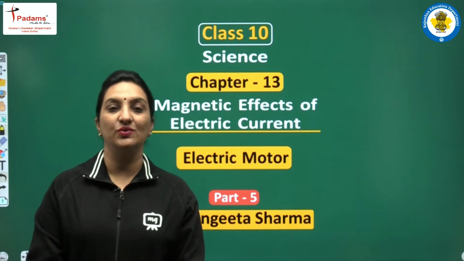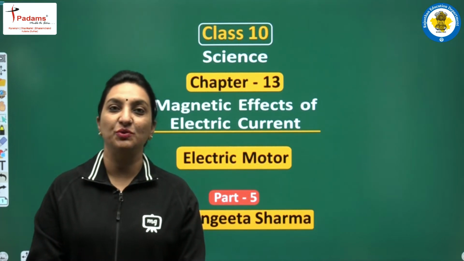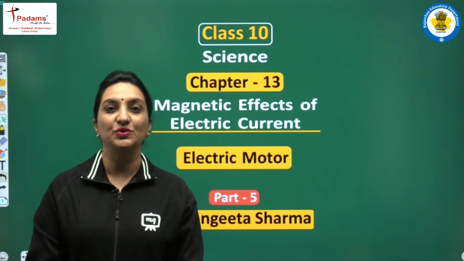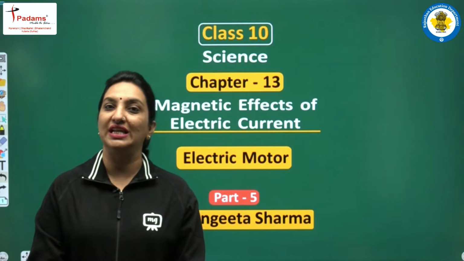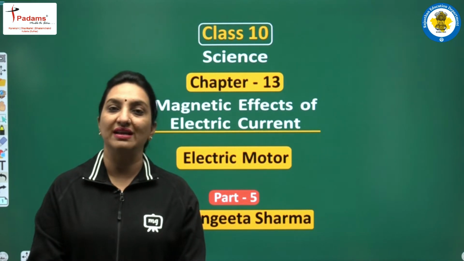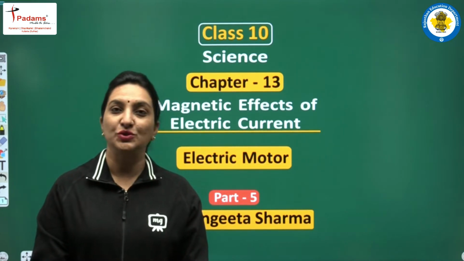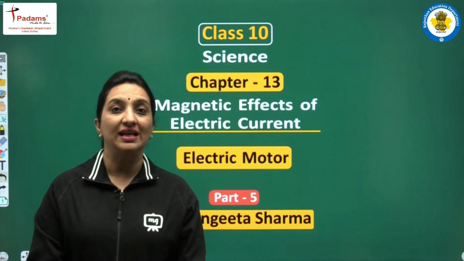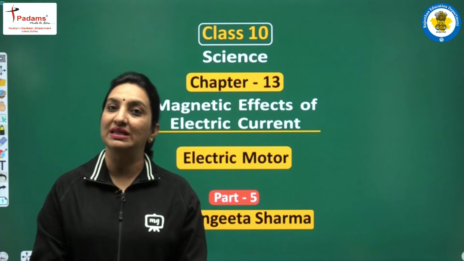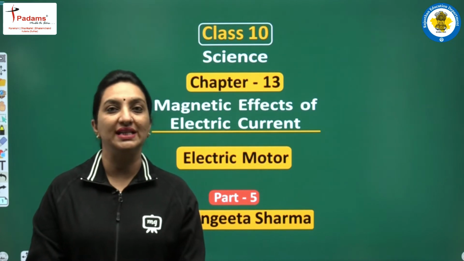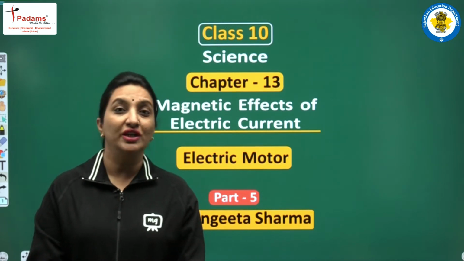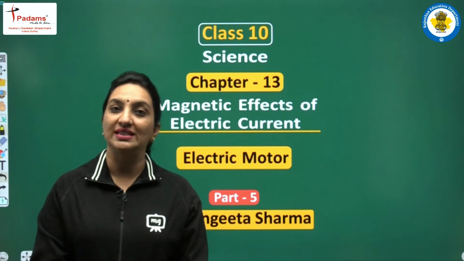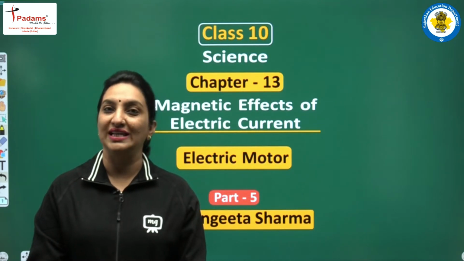Today we will be continuing with chapter 13 of your science book, that is magnetic effects of electric current. And in today's video, that is part 5, electric motor, we will be studying about electric motor. Students, in our previous video we have already studied that a current carrying conductor experiences a force when it is placed in a magnetic field. We will use this concept to understand the working of electric motor.